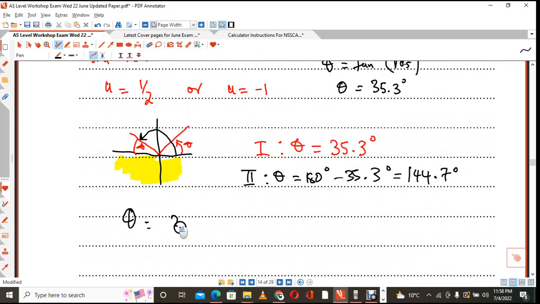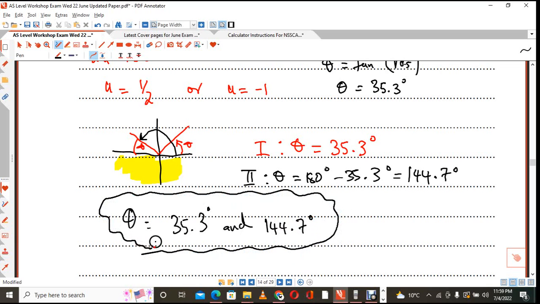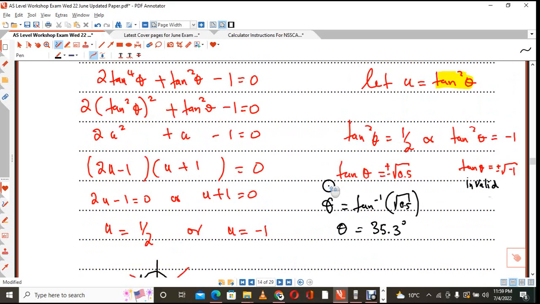So our angle therefore is 35.3 and 144.7 degrees respectively. So that's the solution to that particular case, and as you can see, it is within the range of our given domain.